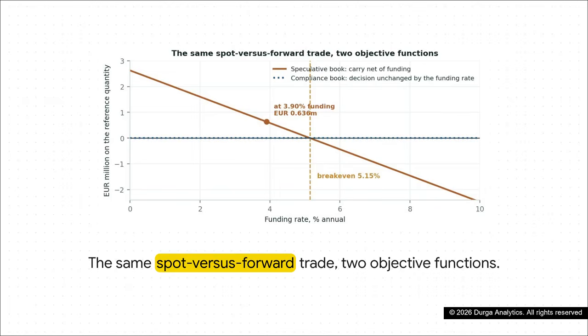On the speculative book, this is a classic carry trade. It crosses zero at a 5.15% funding break-even. If funding goes above 5.15%, the speculative desk simply exits the trade. But look at the compliance line. It remains perfectly flat. Why? Because the compliance desk isn't choosing between holding an asset and holding cash. They are choosing between pre-funding an obligation they will absolutely certainly have and refusing to pre-fund it.